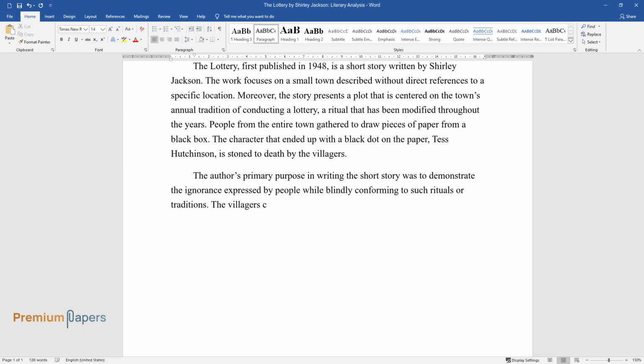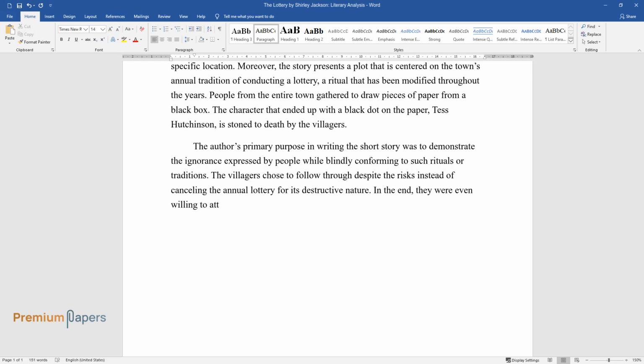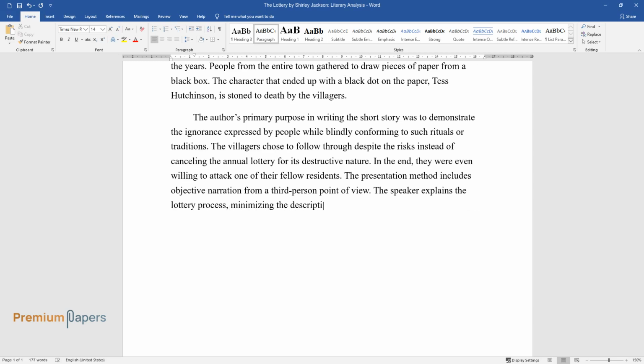The villagers chose to follow through despite the risks instead of canceling the annual lottery for its destructive nature. In the end, they were even willing to attack one of their fellow residents. The presentation method includes objective narration from a third-person point of view. The speaker explains the lottery process, minimizing the description of the character's personal perspectives and feelings.